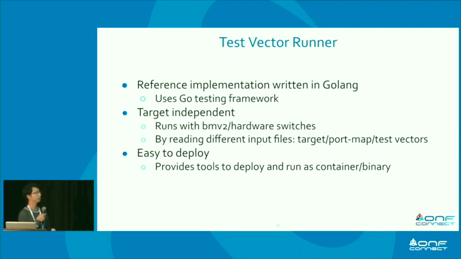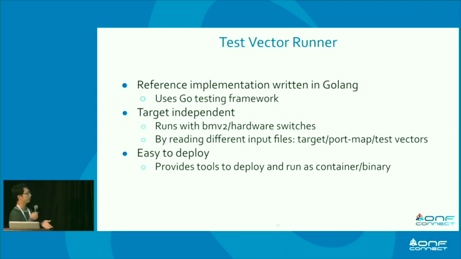And if you want to switch to a different target, you just need to provide a set of input files to the test vector runner. This includes a target file, which defines IPs, ports, and other information that's required to access the switch, and a port map file, which describes how the data plane ports are connected. And then the test vectors could also be different. For example, you have different pipeline config files for different switch targets, and if you're using different ports on different switches, you also need to provide different test vectors.